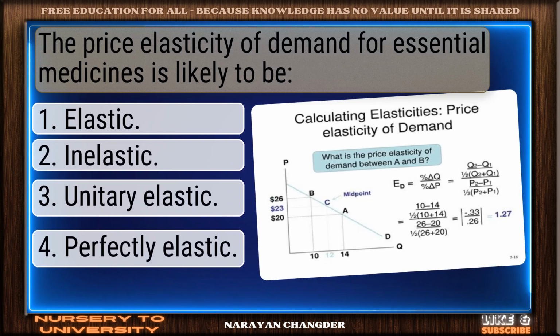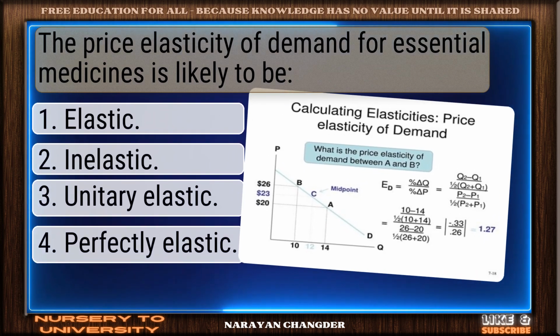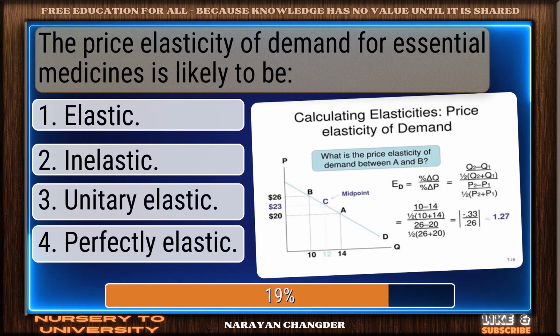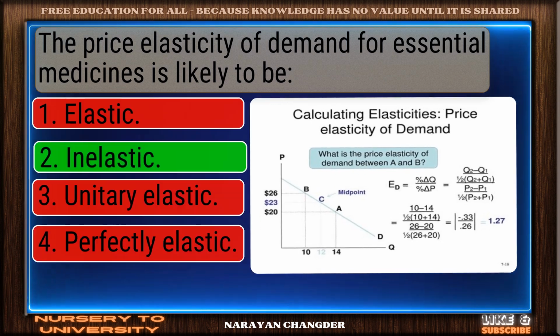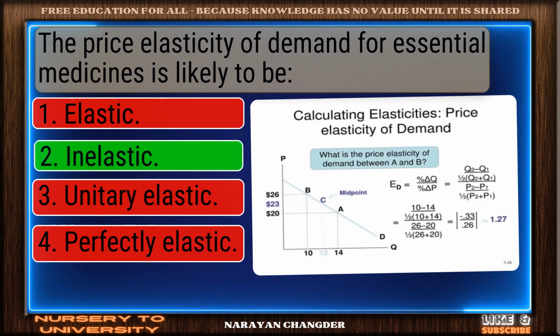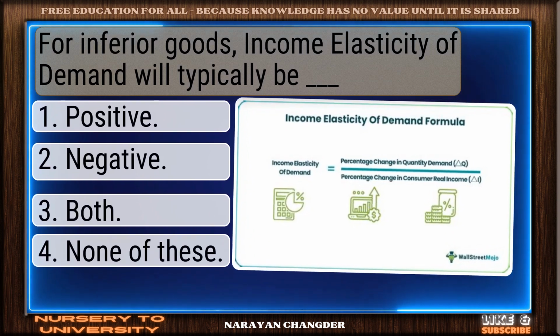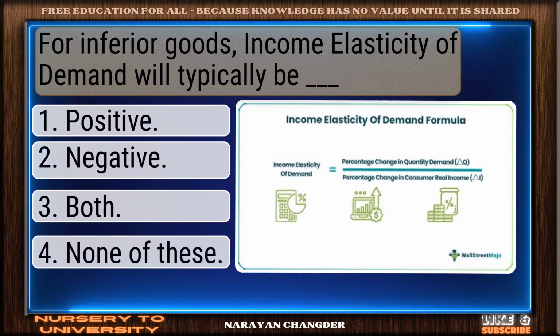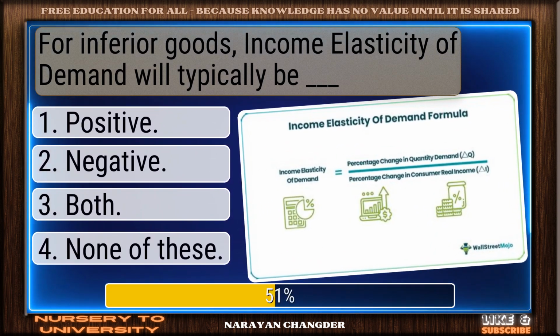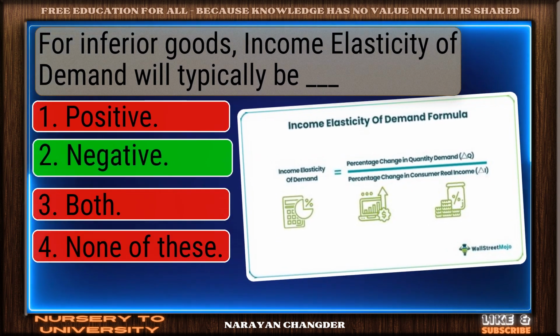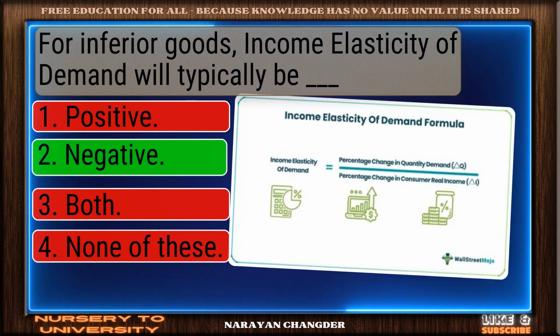The price elasticity of demand for essential medicines is likely to be. Right again. Inelastic is a valid answer. For inferior goods, income elasticity of demand will typically be dash. Good job. Your answer negative works well here.